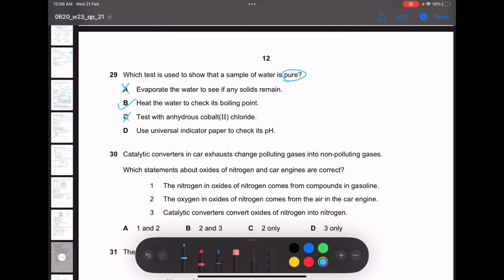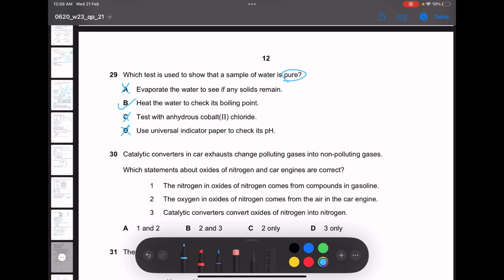The method in D is not as accurate as B. Even water, in pH, has a range of values. It's not consistent. It's not constant. So B is the most appropriate method.